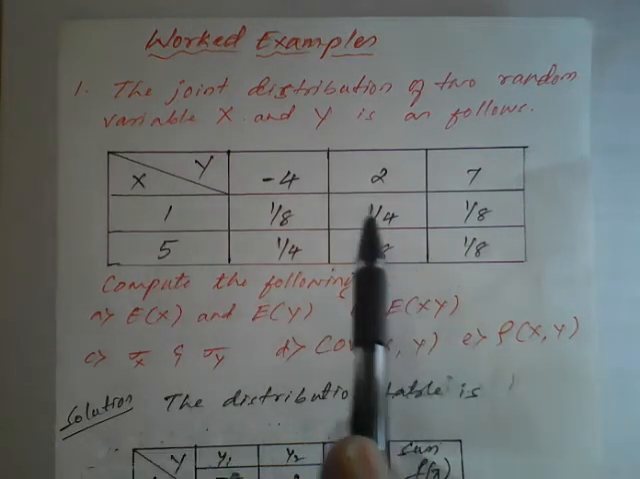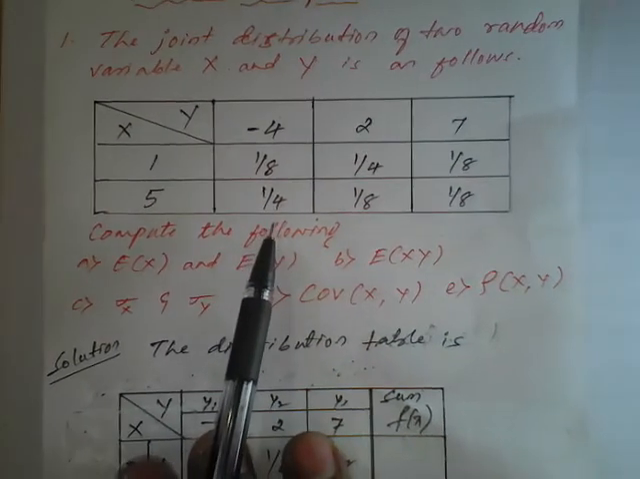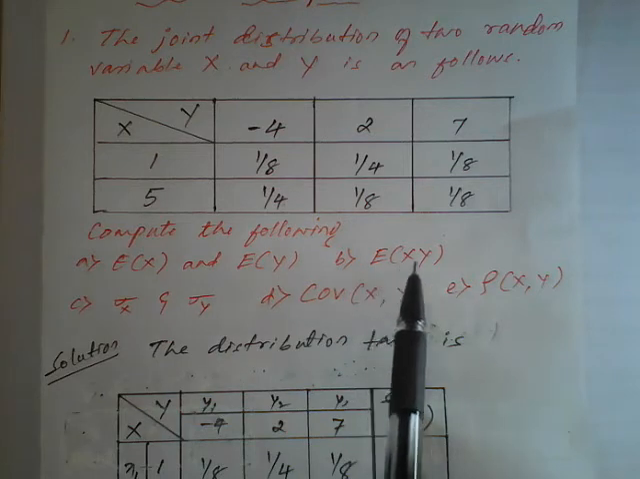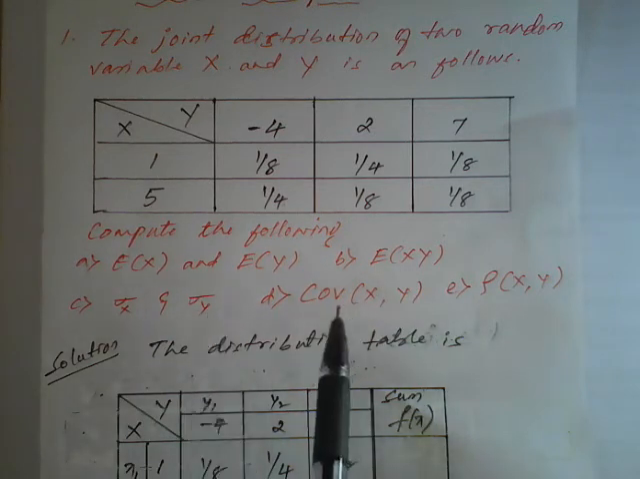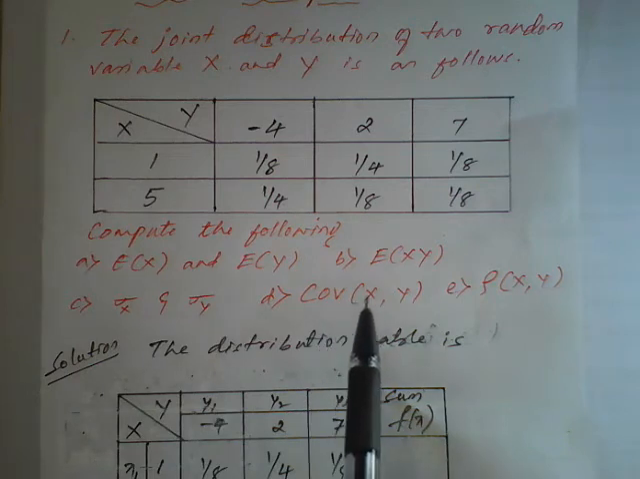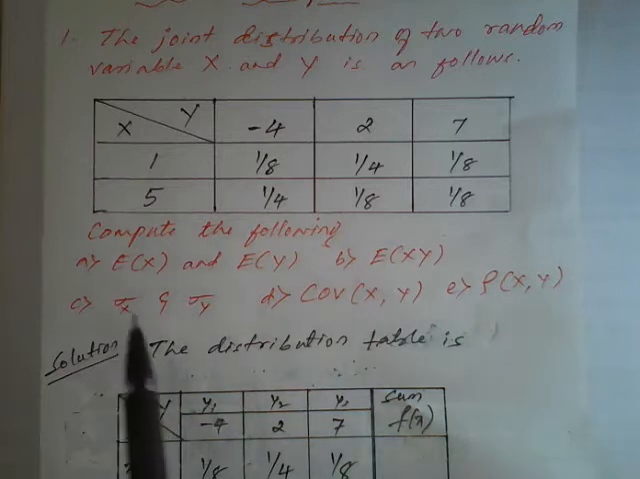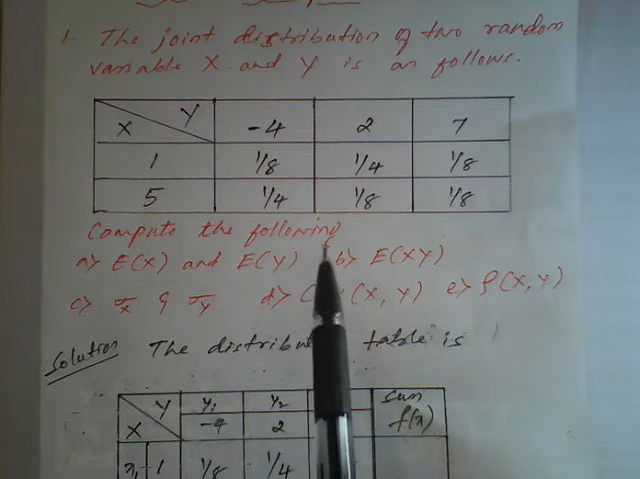With the help of this joint table, we need to find the expectation of x and the expectation of y. Then we need to find the expectation of xy, then the standard deviation of x and the standard deviation of y. Then we need to find the covariance of x and y and the correlation of x and y. So this question covers the complete joint probability distribution, and we'll see each concept one by one.